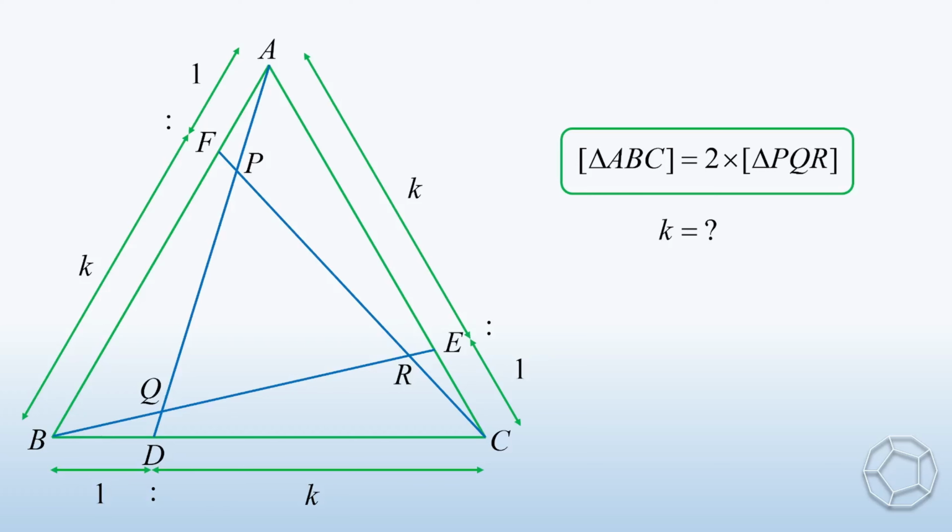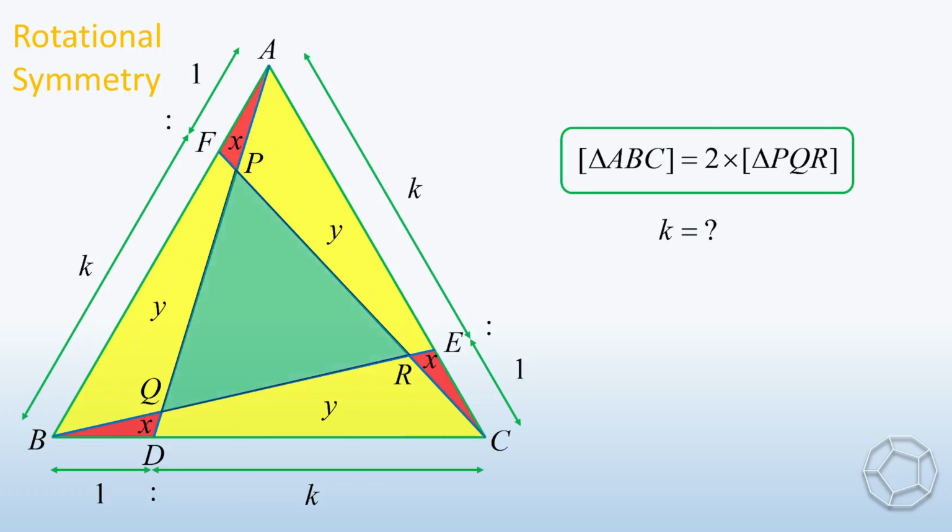First of all, because of rotational symmetry, these three red triangles have the same area. Let's call them x. By the same reason, these three yellow quadrilaterals also have equal area. We let them be y. For the middle green triangle, the area is z.